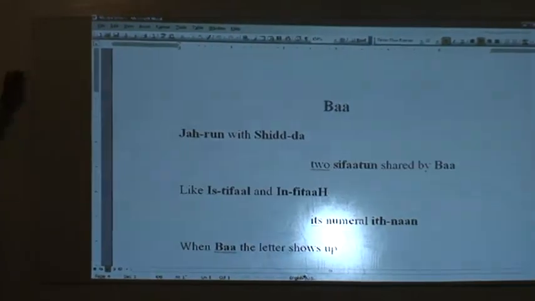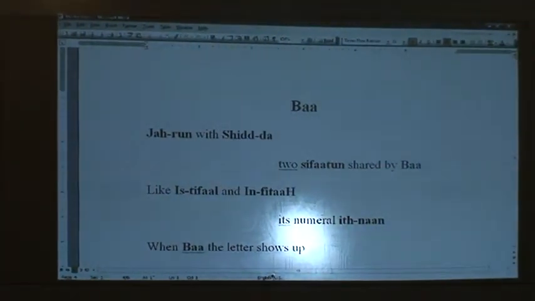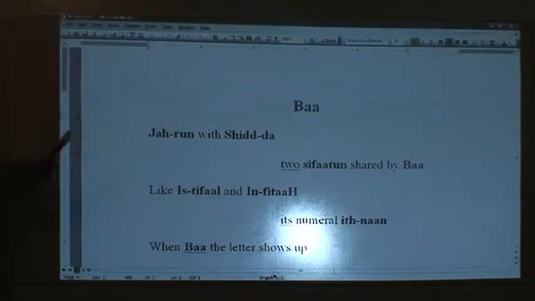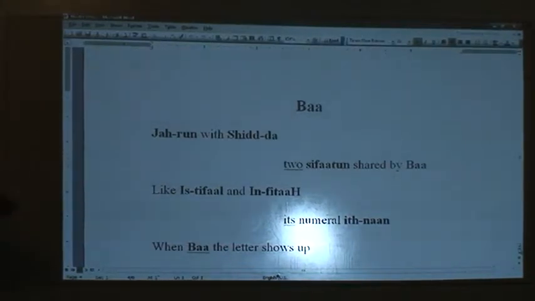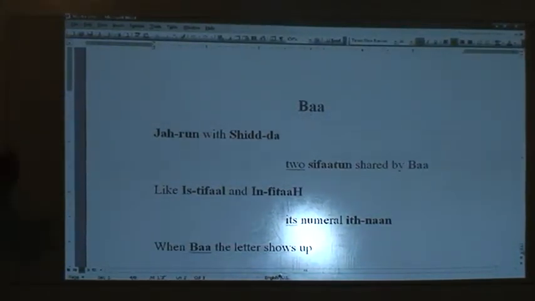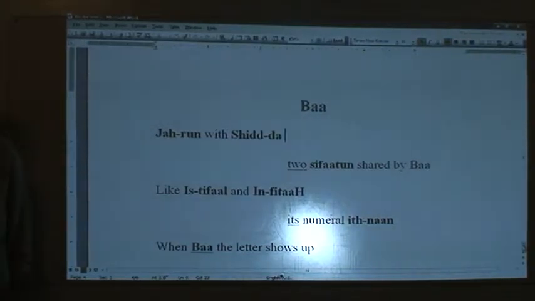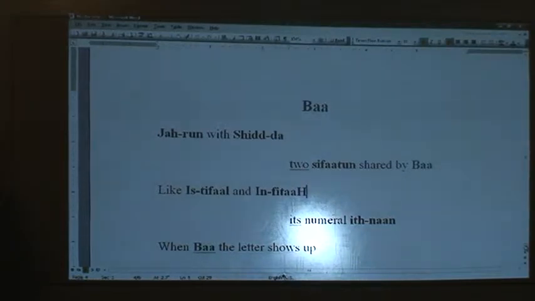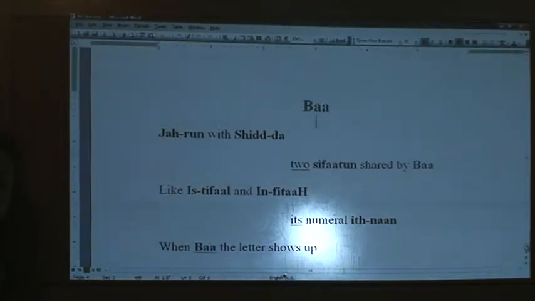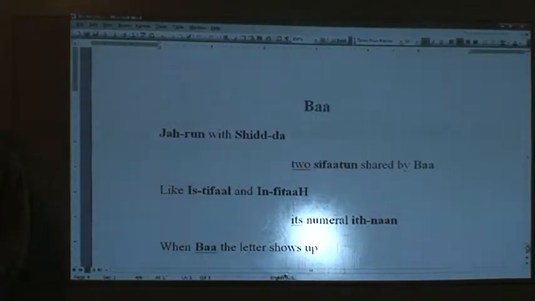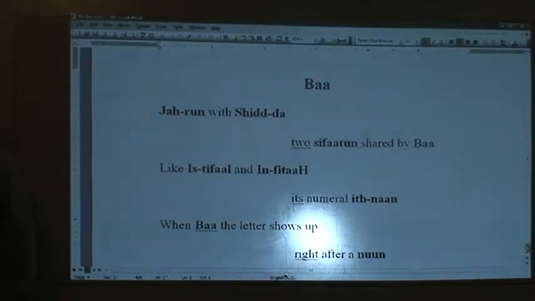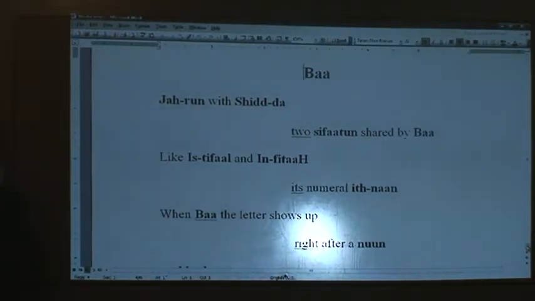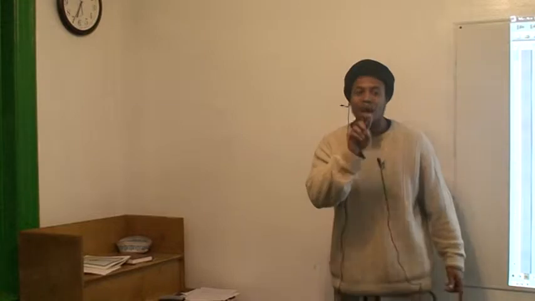Okay, here. Jahrun with shidda, two sifatun shared by ba. Here now he starts off with the sifat of the letter. What is jahrun? Loud. So here we have ba. Everybody say ibba. Ibba. You see your lips coming together? If you do it too weak or you put it at the edge of your lips, it'll sound like a P. Okay? So it has to be on the inner part of your lips. Ibba. But not on the dakhliya, not all the way on the side. So it's like right between the outside and the inside. That middle part. Okay? And if you go on the outer side, it's P.